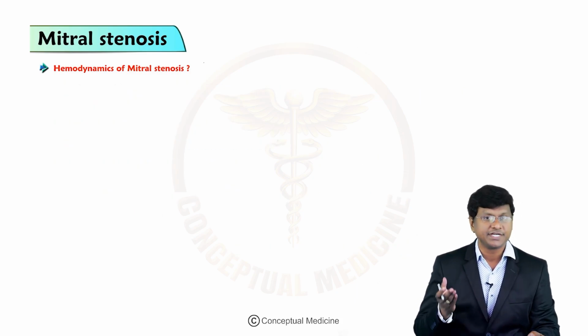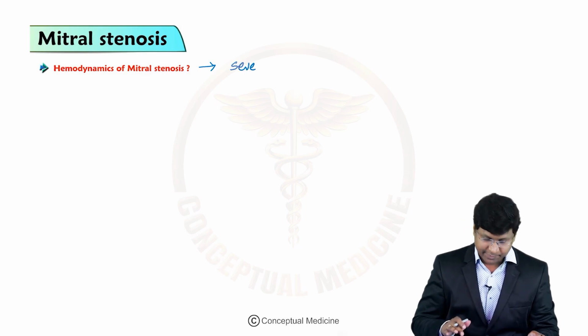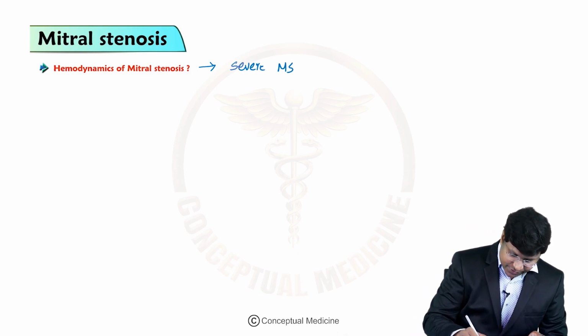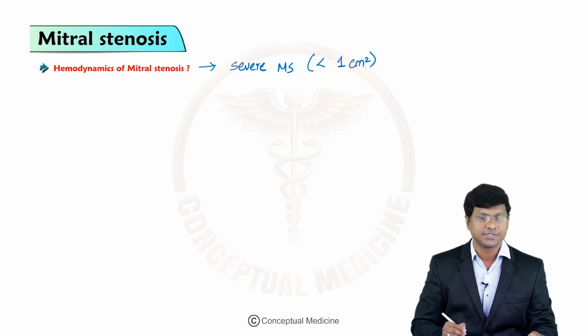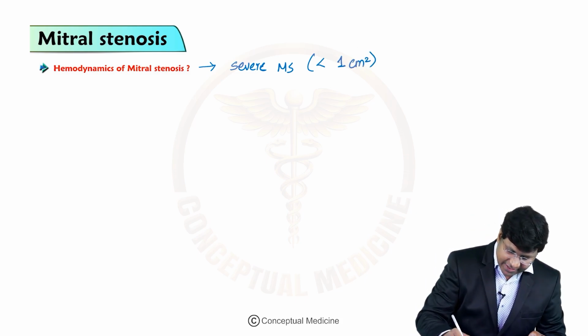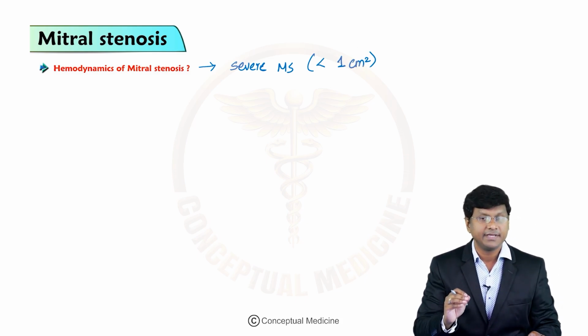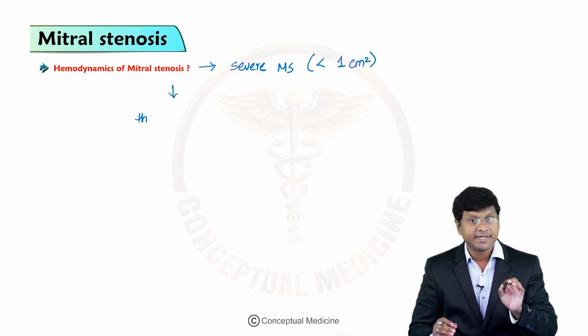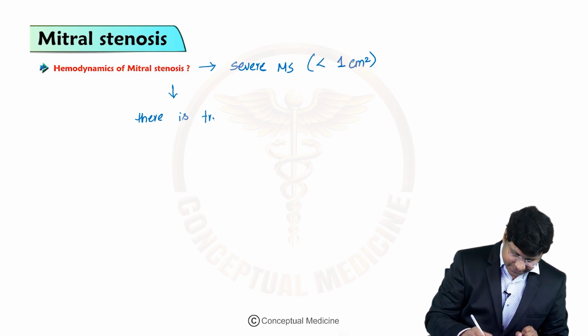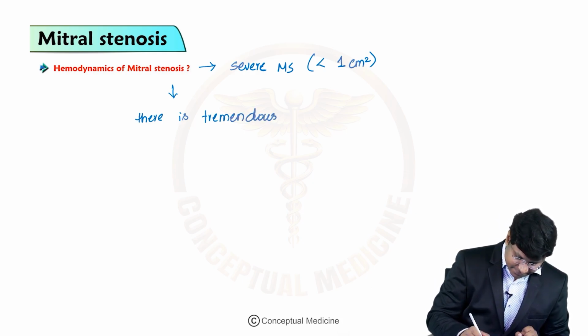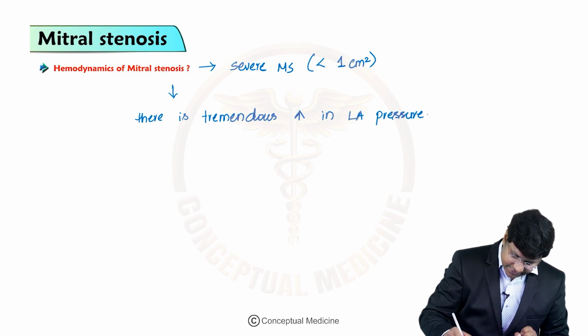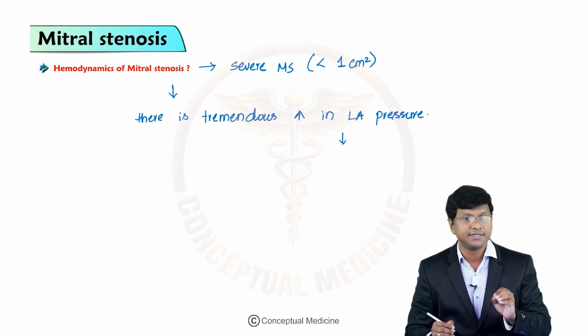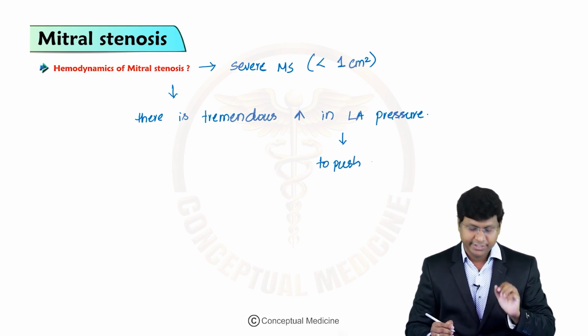So what will happen to the pressure in the left atrium now? The pressure in the left atrium is increased. Now suppose you take a case of severe mitral stenosis. What do you understand by the words severe mitral stenosis? It is where the valve area is less than 1 centimeter square. So when the mitral valve area becomes less than 1 centimeter square, there will be a tremendous increase in the left atrial pressure to push the blood through the stenosed mitral valve.